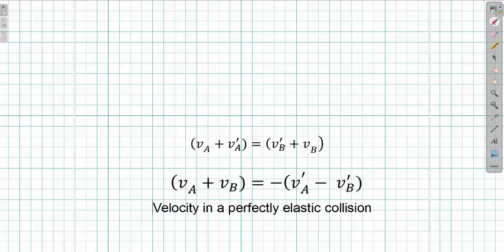Now it is imperative to note that when you start plugging in numbers, you get the signs correct. The signs do mean something. They mean the direction of travel. Only when you put in the appropriate signs will you get an appropriate answer out. So let's go ahead and do a couple of problems.